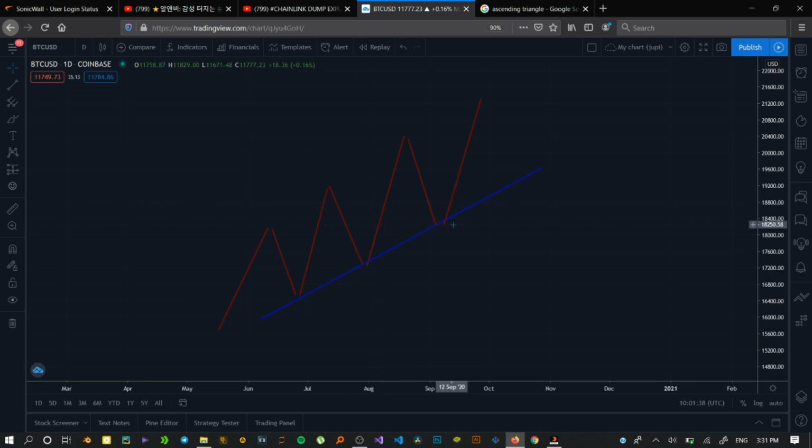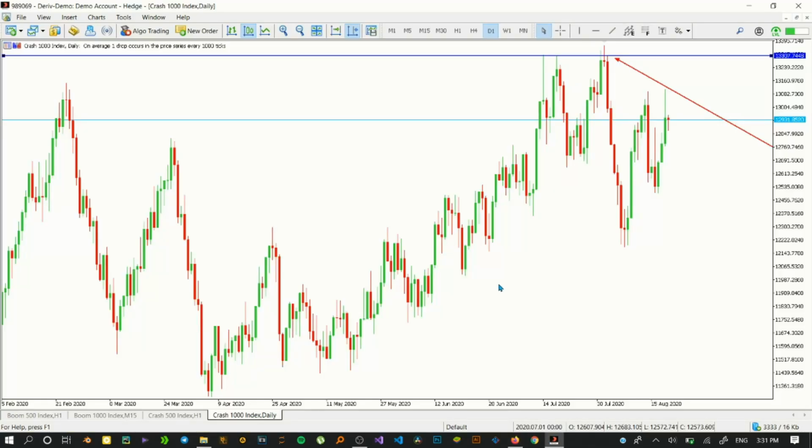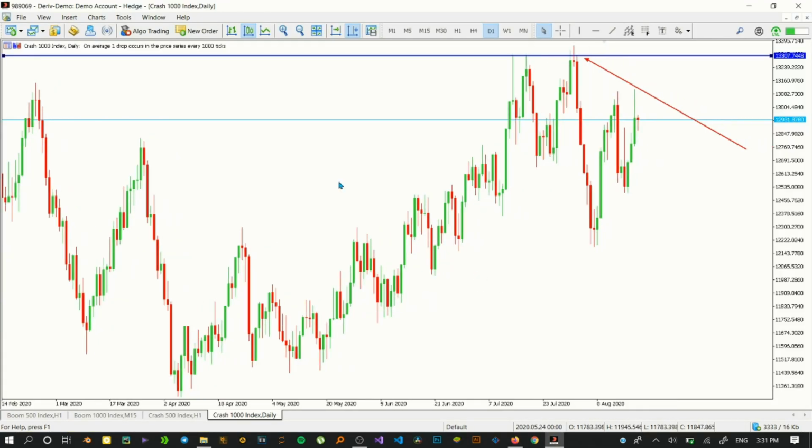The same thing works for downtrend. If the market is going downward, creating lower high and lower low, just draw the trend line on the higher part, opposite to this one. Same thing, but in the opposite direction. So let us draw a trend line here on my chart, Crush 1000. It's easy. Here we have the market creating higher low, higher low, higher low, higher low, and higher low. So what I have to do is connect all these points. It's super easy.